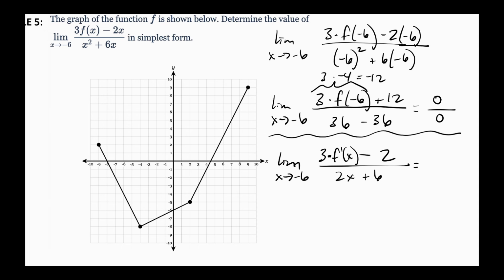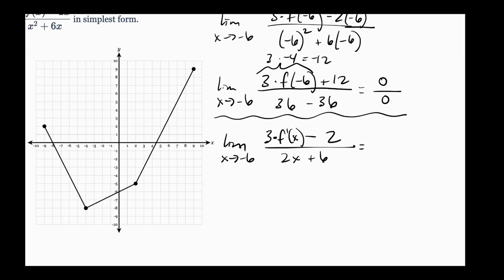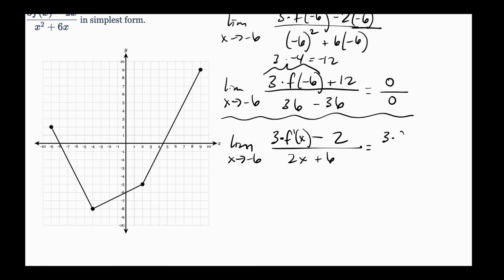Plug in negative 6 again, see what you get. So the bottom, it looks like I'm going to get negative 6, because negative 12 plus 6. How do we do the top? I know it's 3 times and then minus 2. How do I find f prime of negative 6? It's one of the last things we did last semester.